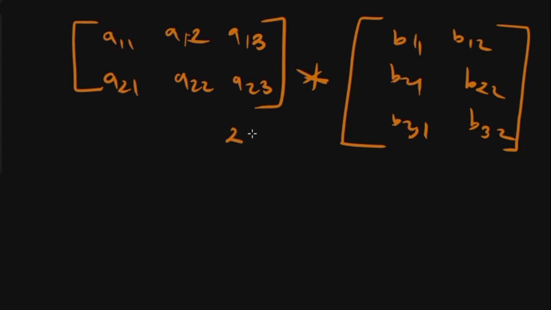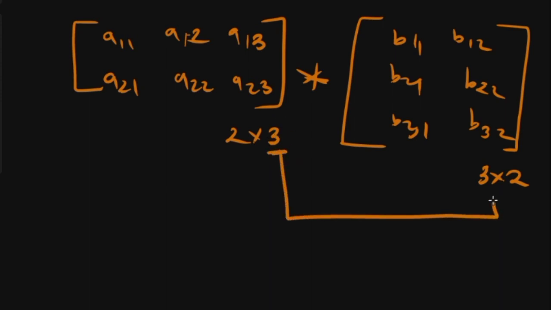This is 2 cross 3, and this is 3 cross 2. So basically what we do is we check that the number of columns in the first matrix is the same as the number of rows in the second matrix. This is the basic thing, and if these are the same, then only we can multiply. If this isn't the same, then we can't multiply.